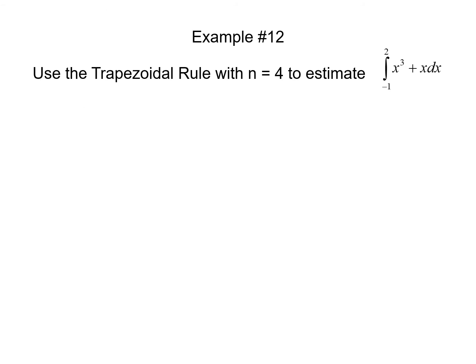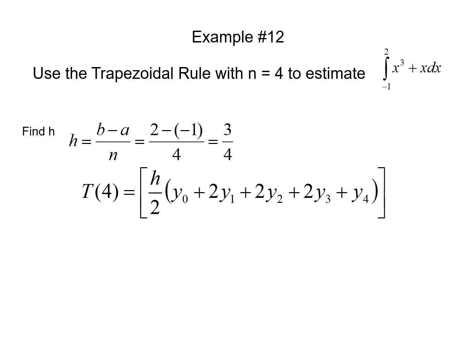Okay. Now we're going to use the trapezoidal rule again. This time we're starting at -1. We have to find h. So h is 3/4. So we're going to set it up. We're going to have h over 2. And we're going to start at -1. That's our y0. So we would substitute y0 into the equation. And we get -1 plus -1.